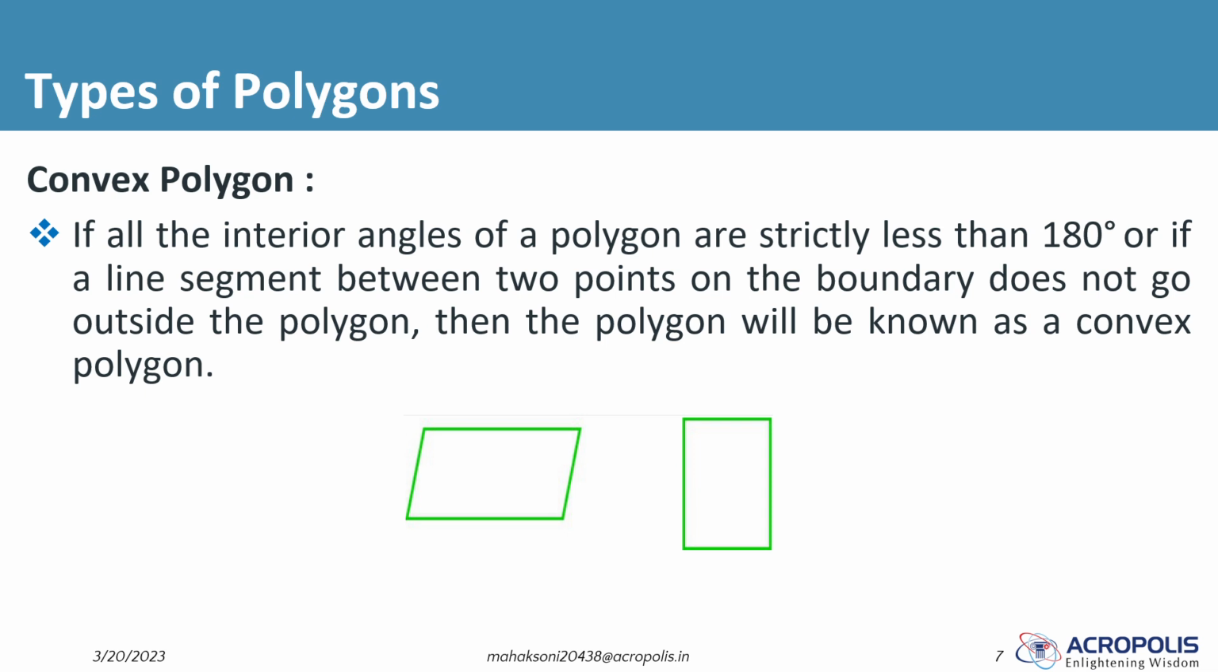Now the third one is convex polygon. If all the interior angles of the polygon are strictly less than 180 degrees, all the interior angles meaning inside the polygon, or if a line segment between two points on the boundary does not go outside the polygon, then the polygon will be known as convex polygon. Here two figures are shown. We can see that the angle at every corner of the vertex is less than 180 degrees.